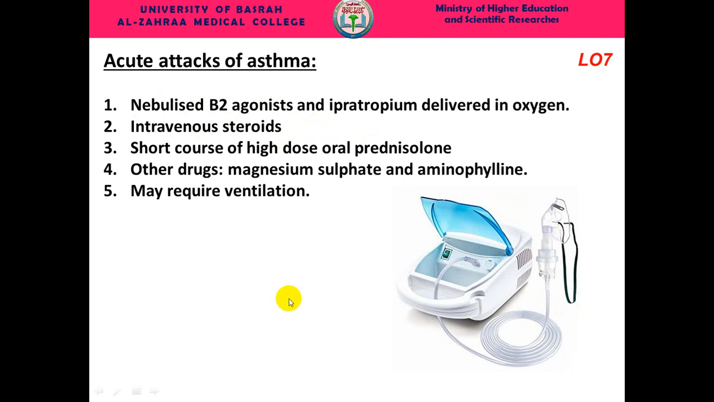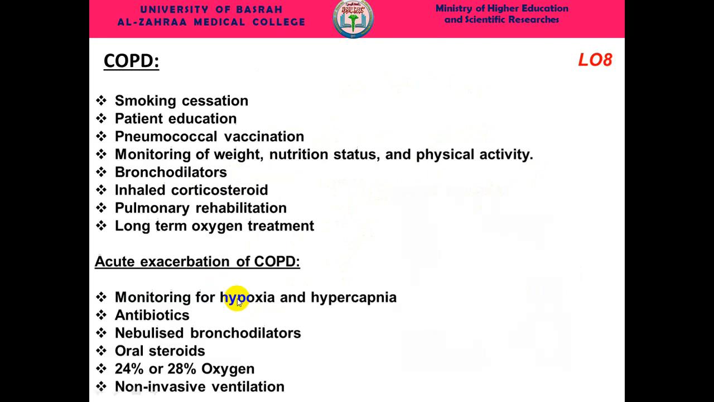And then remember that the patient will have a delayed inflammatory response. Therefore, usually we give a short course of high-dose oral prednisolone, say 40 milligram prednisolone for 1 to 2 weeks. Sometimes all of these measures will fail. Therefore, we may use other drugs like magnesium sulfate and aminophylline infusion. And remember, in life-threatening asthma, the patient may require assisted ventilation and admission to the ICU.